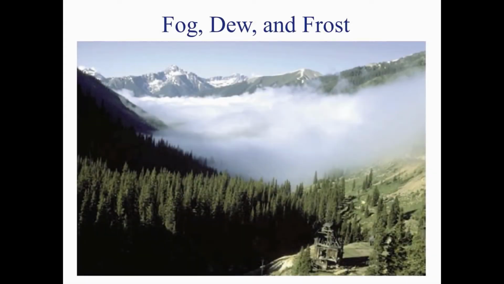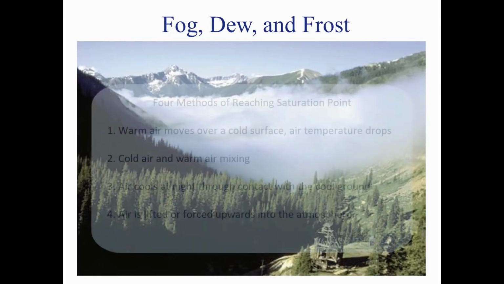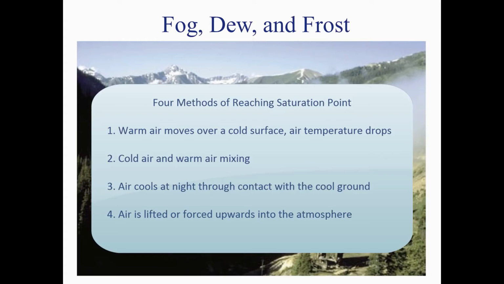If air reaches the saturation point, while temperature and dew point are close together, it is highly likely that fog, low clouds, and precipitation will form. There are 4 methods by which air can reach the complete saturation point.